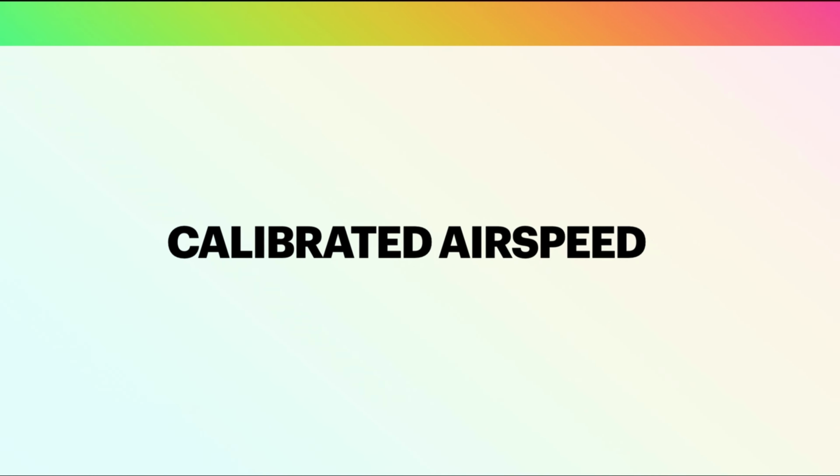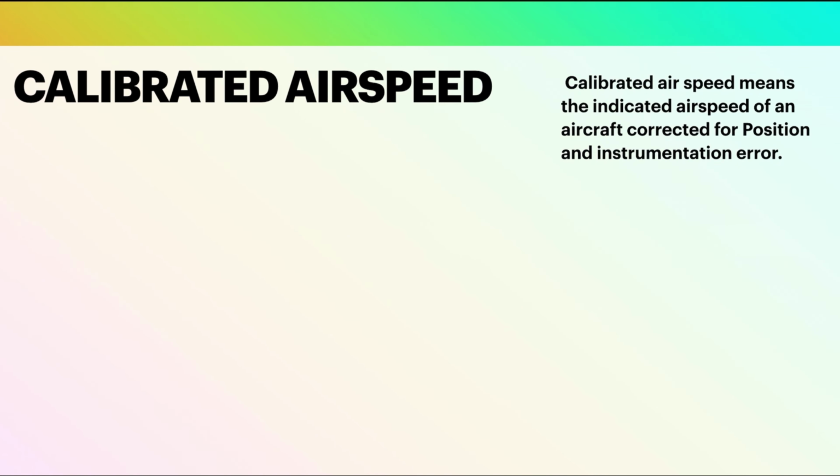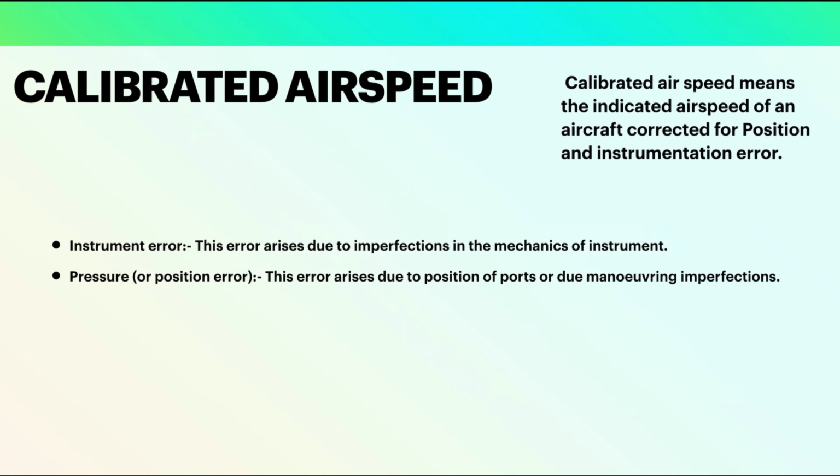The next is calibrated airspeed. Calibrated airspeed means indicated airspeed of an aircraft corrected for position and instrumentation error. So what is position and instrumentation error? An instrumentation error arises due to imperfection in the mechanics of the instrument. Like there may be some imperfections in the tools which are used in the instrument. These are imperfections by the manufacturer, and they also provide corrections to it.